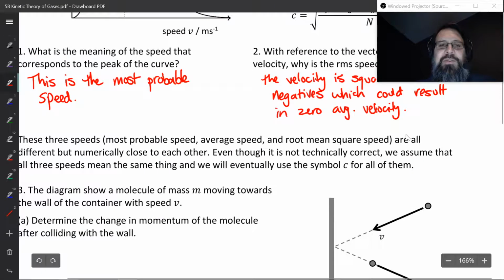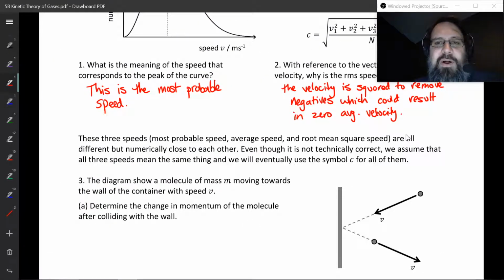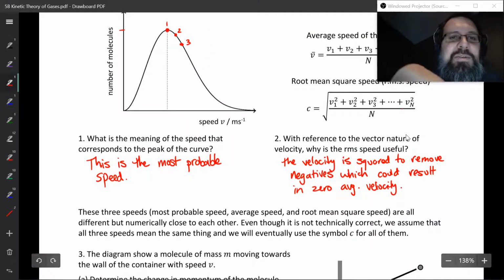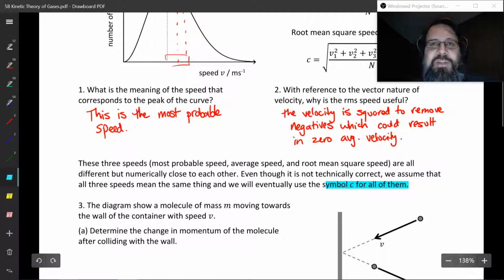So what we're going to do in IB physics is just say, hey, you know what? These three speeds are all different, but they're close. Like, they're numerically different speeds, right? Each of these speeds is a different speed, but they're all fairly close to each other. So just to make things easier at the high school level, we're just going to use the symbol C for all of them. We're just going to say they're all the same.